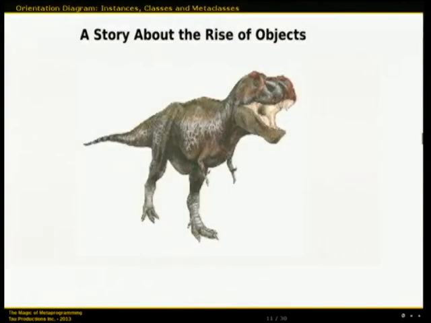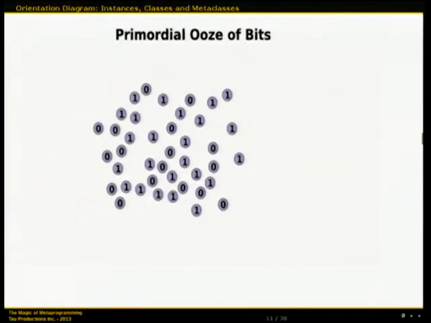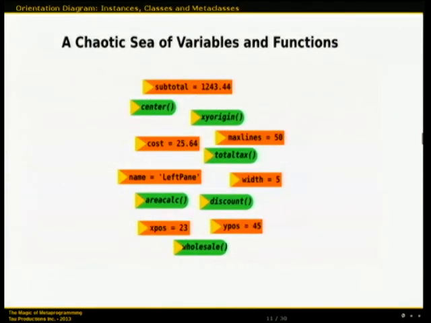Okay, so this is a little bit of history about how we got here, for the younger people in the room, maybe. So the rise of objects, how we got here, is that in the beginning there was a primordial ooze of bits that were coming together, crawling around out there in the world, the ones and the zeros. And along came data and code. We have variables and we have functions, or subroutines, as we used to call them, and they all lived together in the mass of your programs. And life was good, but a little bit confusing.